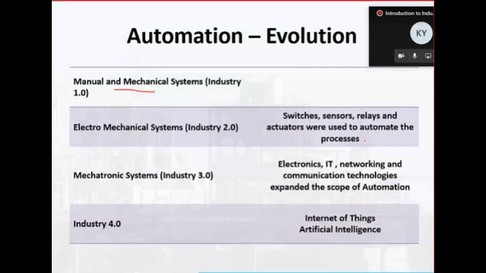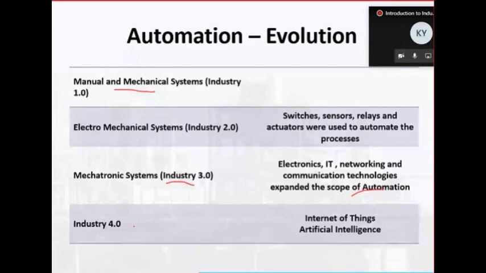But with the mechatronic system, that means Industry 3.0, when electronics started to impact the industries, mechatronics became important. Mechatronics combined all the other disciplines like electrical, mechanical, and IT. That's the third industrial revolution, or Industry 3.0, where electronics, IT, networking, and communication technologies expanded the scope of automation. That's what I mean.